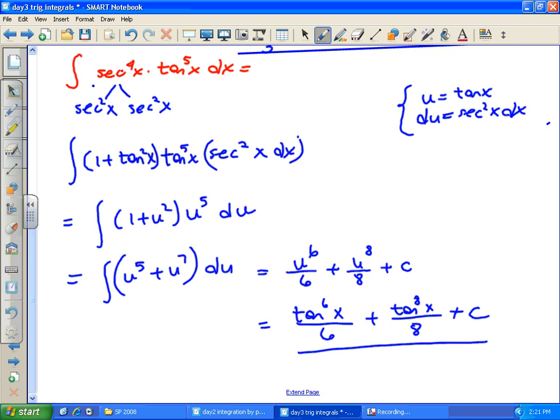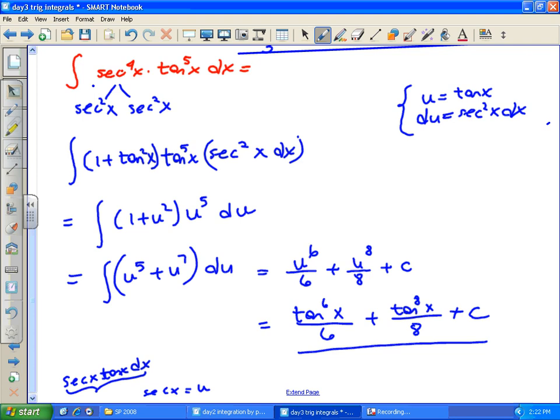Now you may want to try to see if you can do the same question by reserving a secant x tangent x for your du portion, and see if you can write everything else in terms of the secant function. So that means you would let u be equal to secant x, du would be secant times tangent, and it would be interesting to do the same problem that way. I believe it's a little bit more work based on my notes here, but it can be done.